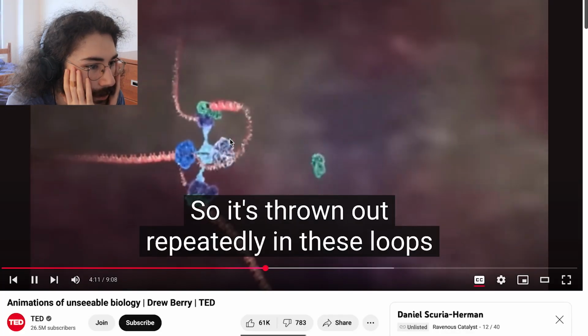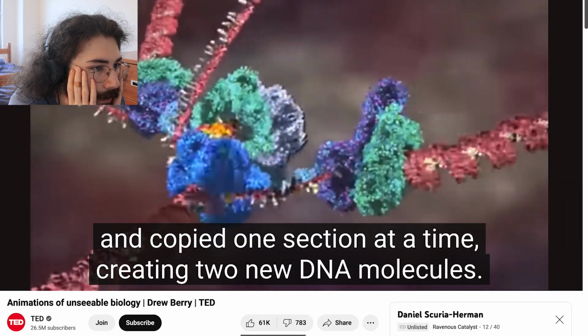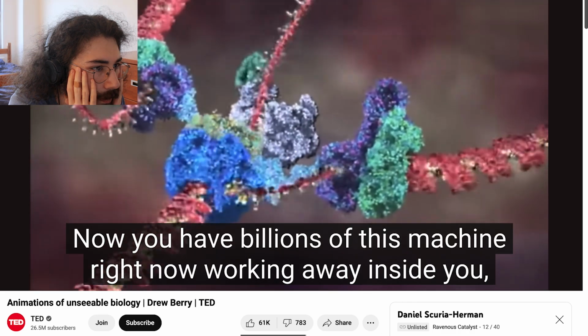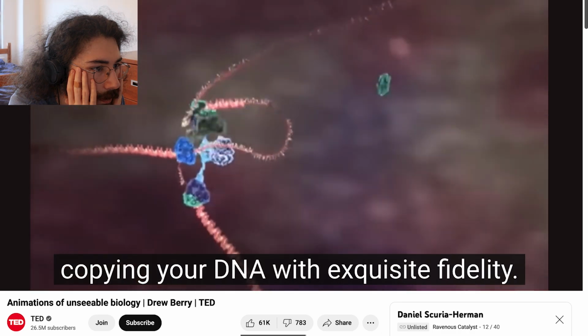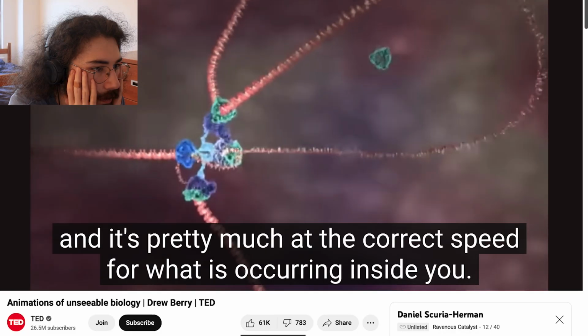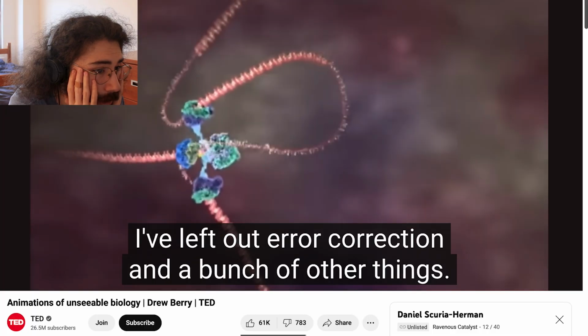In these loops and copied one section at a time, creating 2 new DNA molecules. Now, you have billions of this machine right now whirring away inside you, copying your DNA with exquisite fidelity. It's an accurate representation, and it's pretty much at the correct speed for what it's occurring inside you. But I've left out error correction and a bunch of other things.